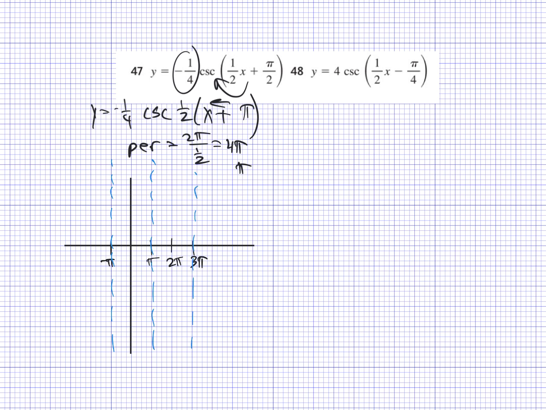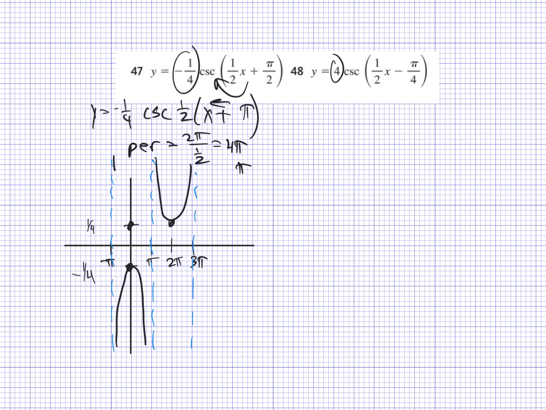And then we get, let's see here, it's reflected, and our amplitude is 1/4. So I'm not going to draw it like that. We'll just say this is a 1/4 here, and this is negative 1/4. Okay, so this, reflection. So it's going to be down here for this cosecant, and then up here for the other part of it. Okay, number 48, we're not reflecting it, and the amplitude is 4.